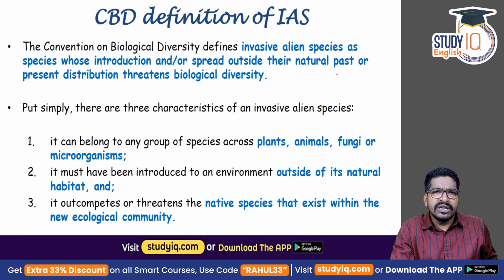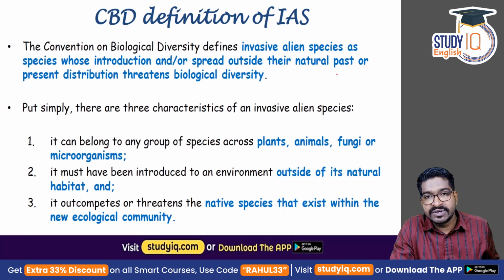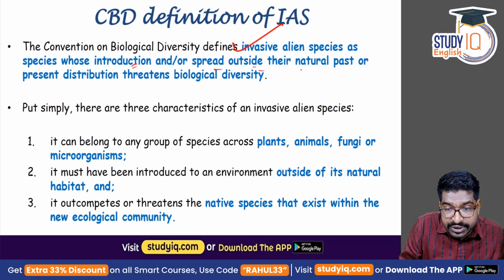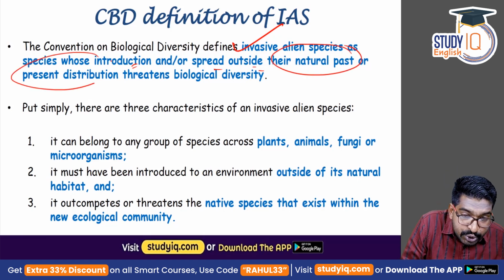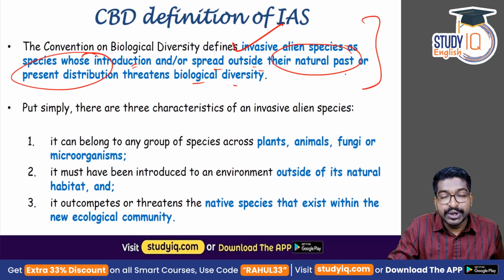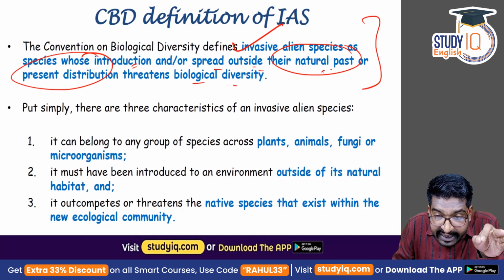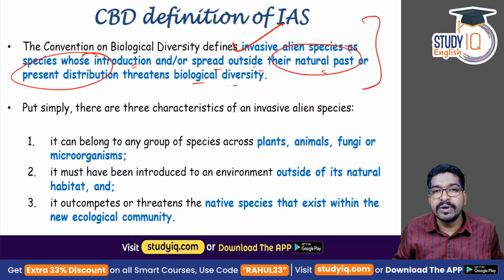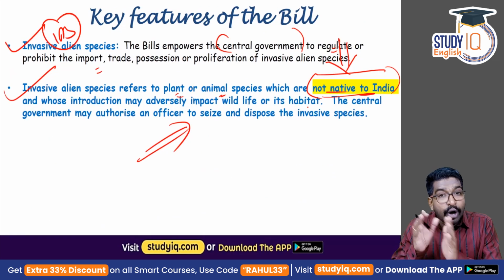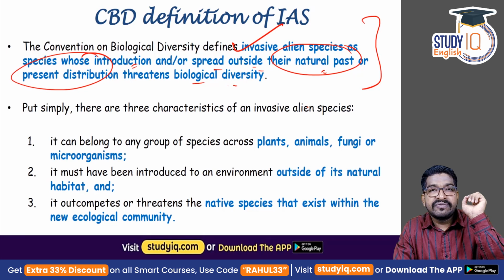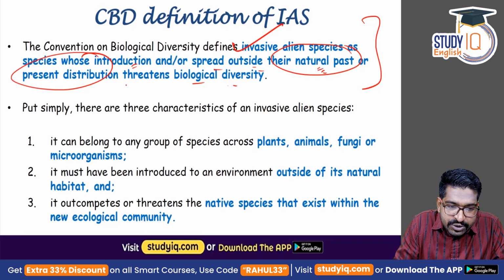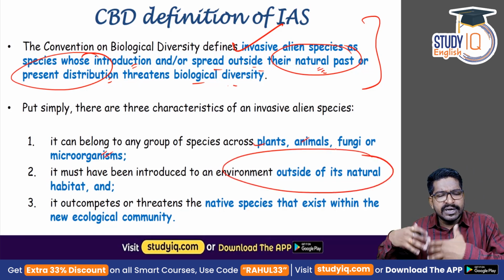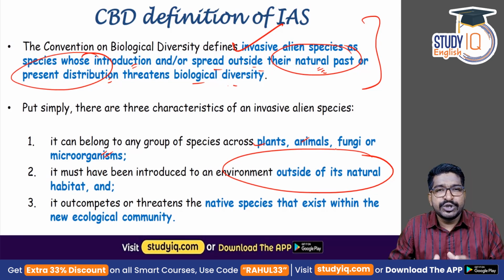What is the definition of invasive alien species according to the Convention on Biological Diversity? It defines invasive alien species as species whose introduction or spread outside their natural past or present distribution threatens biological diversity. Please remember, I'm repeating this. Whose introduction or spread outside their natural past or present distribution threatens the biological diversity. I hope you did understand the problem. Now here, our bill says not native to India, but the CBD definition says which is spread outside its natural past or present distribution. It can be a plant, animal, fungi. Again, it simply has to be expanded outside its natural habitat. Now, what is the problem with the Indian definition? Let's try to understand that a little.